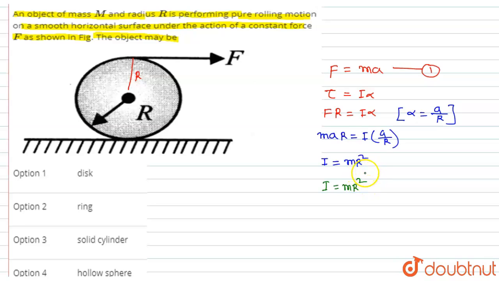Clear? So this moment of inertia I is equal to mR squared, and this is the moment of inertia of a ring. It means we can say that this object is a ring. So option B, the second option, is the right option for this question. Clear? Hope this answered your question.